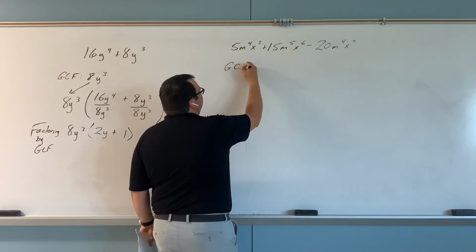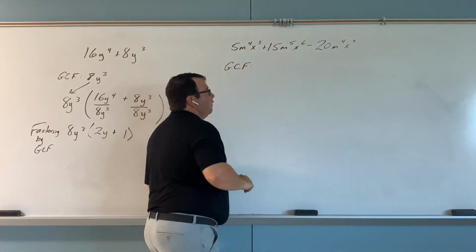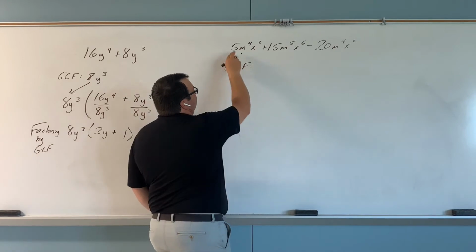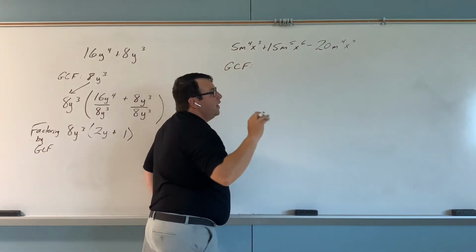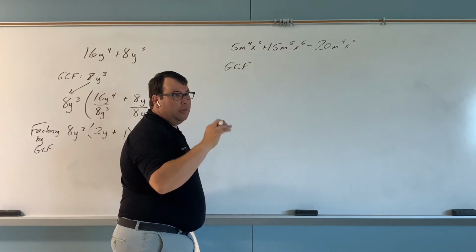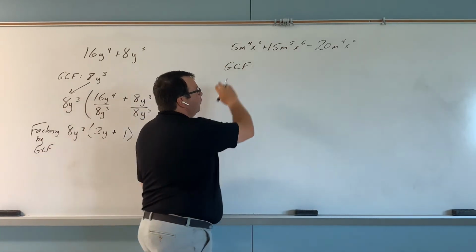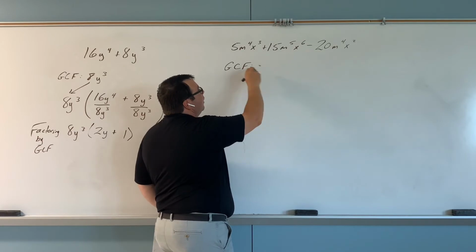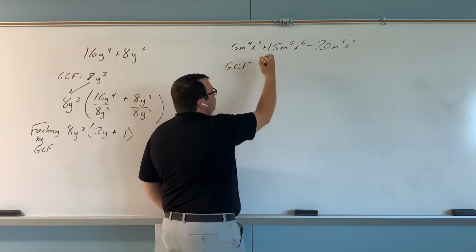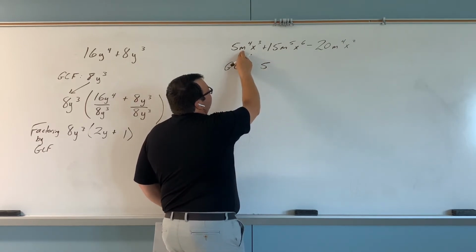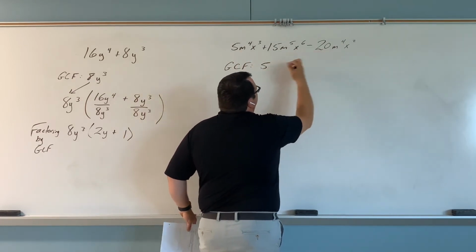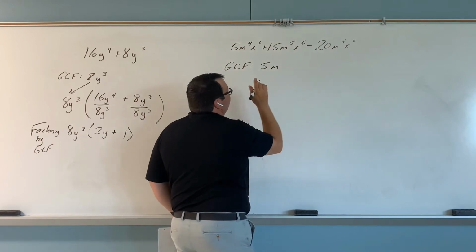So the GCF, starting with the coefficient, I see I have 5, I have 15, and I have 20. The greatest factor that I can pull out, since these are all divisible by 5, is 5. So I can pull out a 5. I see that I have m in every single one of these terms, so I can pull out an m, but how many?